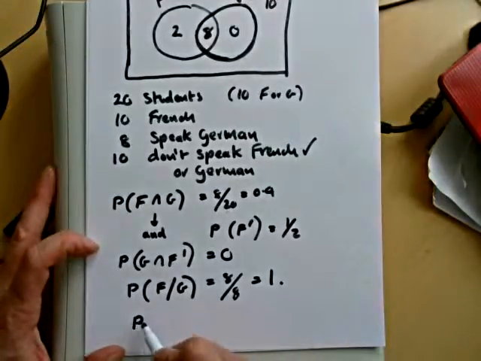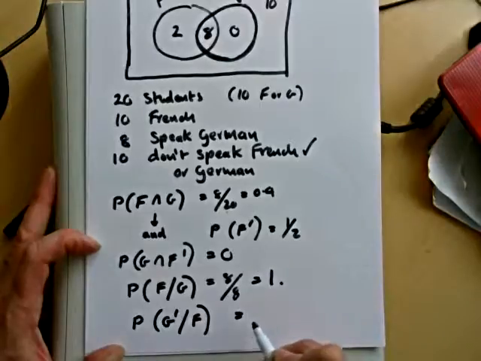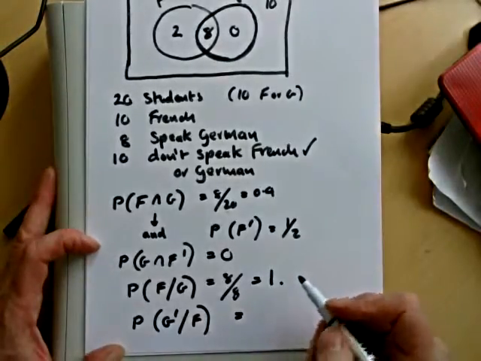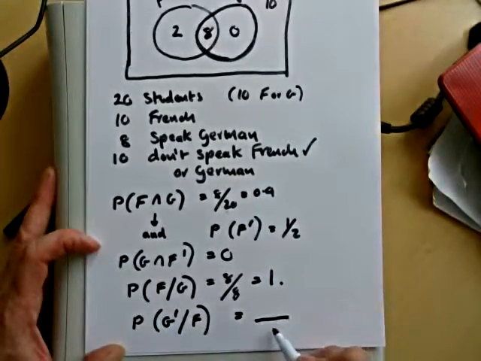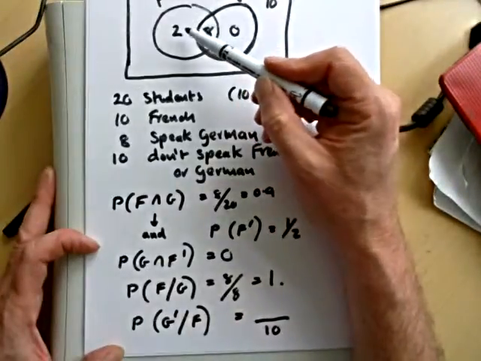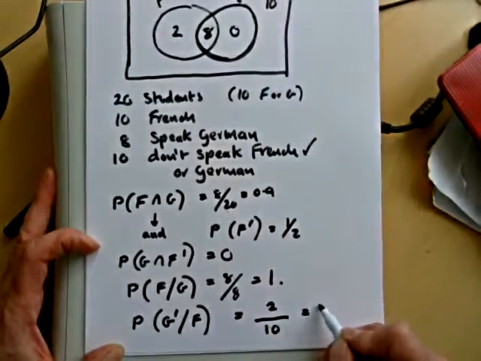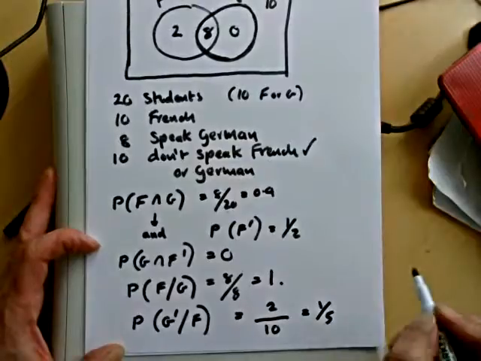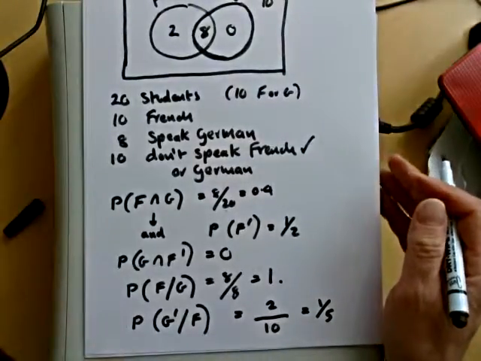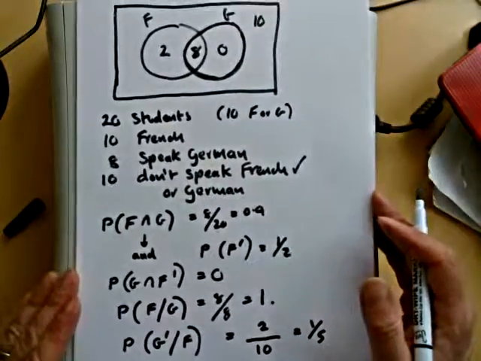Finally, what's the probability that you don't speak German if you speak French? It's given that you speak French, so there's 10 people that speak French, but there's only 2 of them that don't speak German. So the answer there is 1/5. So I hope that's helped you understand how you use Venn diagrams to solve problems with probability.